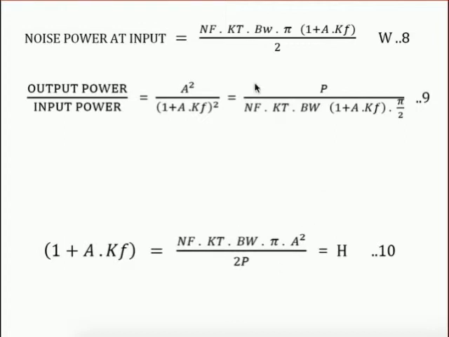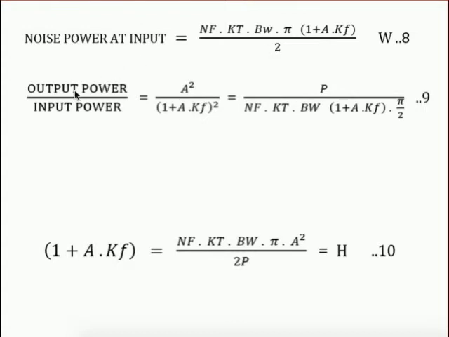Right, now we can calculate what the noise power is at the input. It's the noise figure of the device times the Boltzmann constant times temperature times the bandwidth of the resonator times this factor for the noise bandwidth to 3 dB bandwidth, and this factor by which the feedback will narrow the bandwidth.